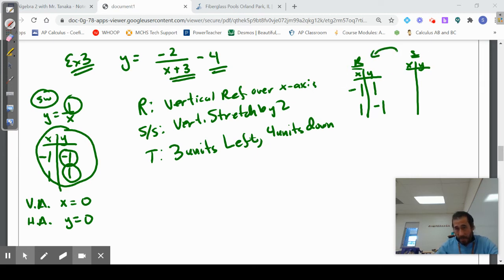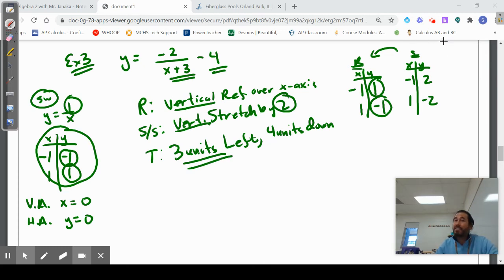Remember, it always comes from the step before. So since there's a stretch by 2, I'm going to multiply the y by 2. So you notice I'm only changing the y's here. Why? Because it's vertical. The first time you affect something horizontally is when you get to your translation.